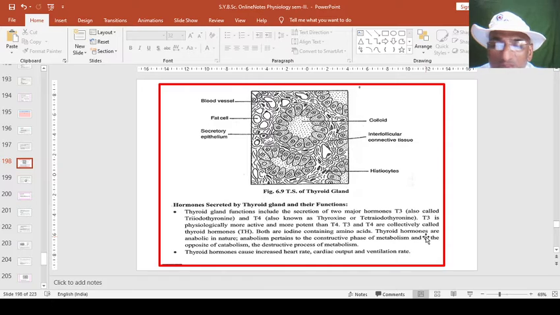Thyroid hormones are anabolic in nature, and anabolism pertains to the constructive phase of metabolism and is the opposite of catabolism, the destructive process of metabolism. Catabolism means destruction and anabolism means construction.